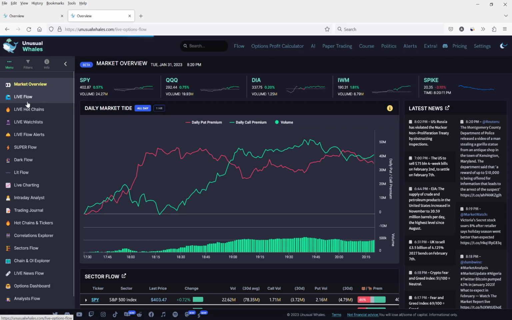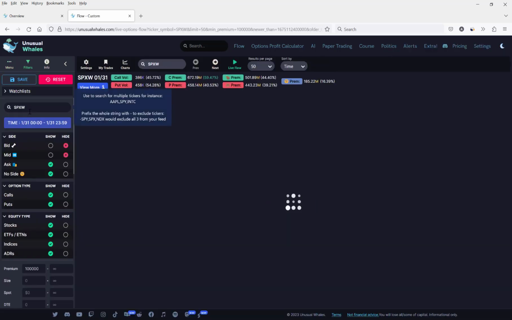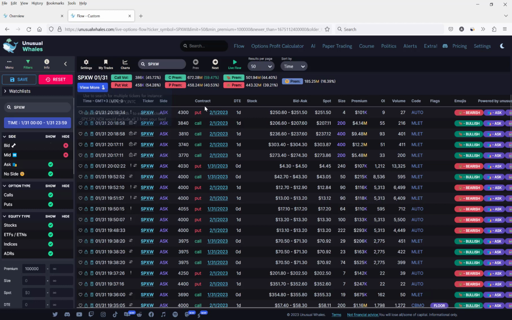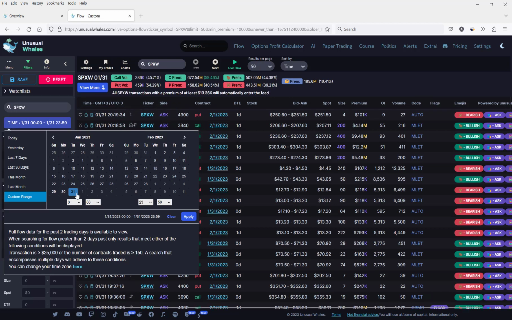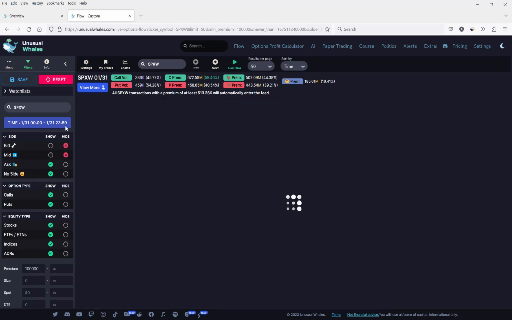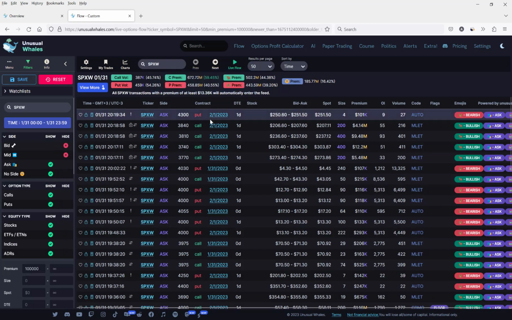The live flow is coming. So you will click on live flow. You will put here SPXW. You want to see the SPX, because SPX means the people who trade options most of the time. Then you will jump on this time. You will put it on 31, like what is the date of today. You will double click on today, January 31, and you will click apply. This will show you all the orders that are happening today, happening right now.